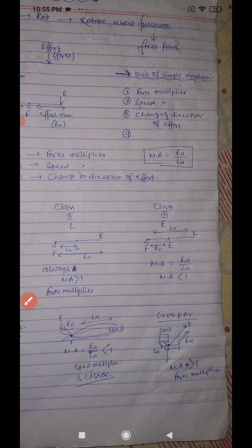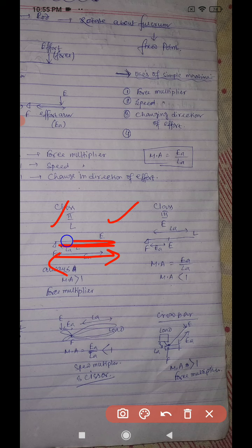Now students, in the second class lever you can see the load in the middle, L means load. Then on the right side is the effort and on the left side the fulcrum. From the fulcrum to the effort is the effort arm. In this case you can see the fulcrum on one side and the effort on the other side. That means the effort arm is always greater. You can put the load anywhere, but the effort arm is always greater.